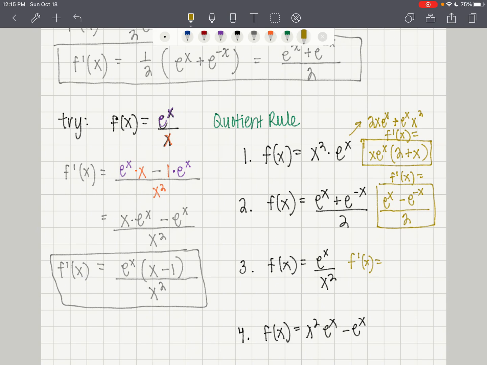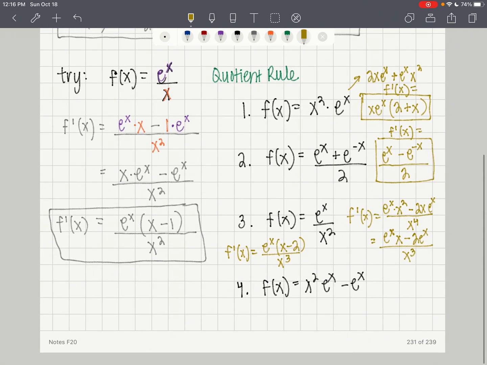F prime of x equals e to the x times x squared minus 2x e to the x all over x to the 4th. So let's see, we're going to end up with an x cubed in the denominator. So we're going to have e to the x minus 2e to the x over x cubed. So my final answer on number 3 is factor out an e to the x times x minus 2 all over x cubed.